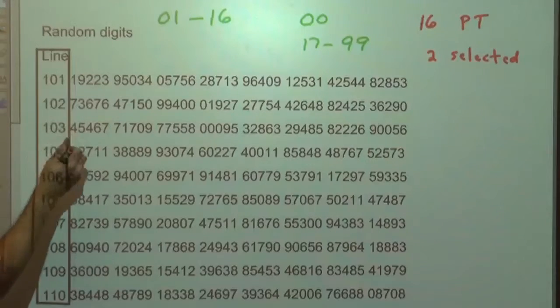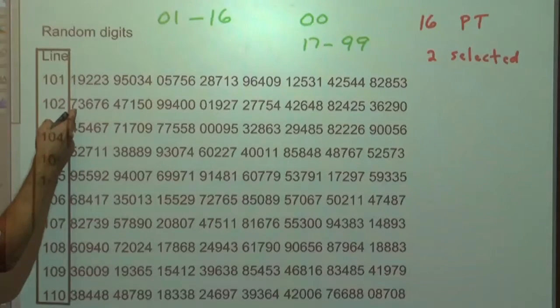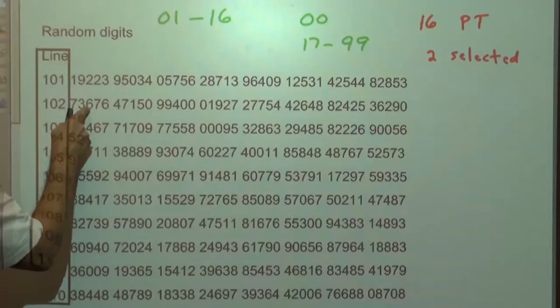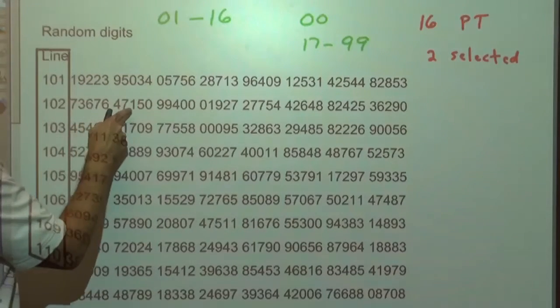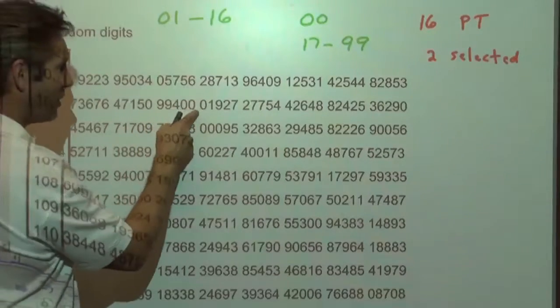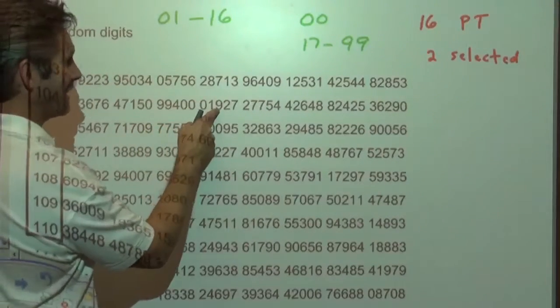So we go to line 102, we see a 73. That's not any one of the 16 people we have. 67 is too big, 64 is too big. We get a 71, a 50, a 99, a 40. Oh man, a 00, that's not in there either. A 19, that's no good.